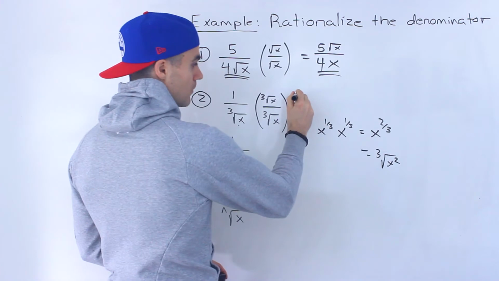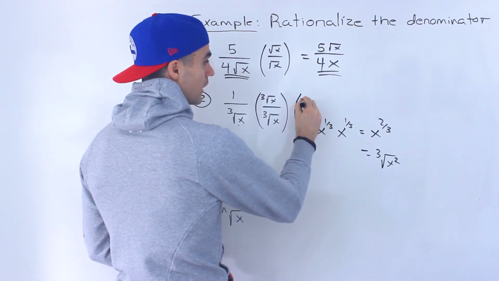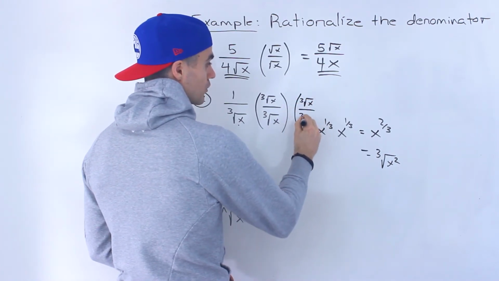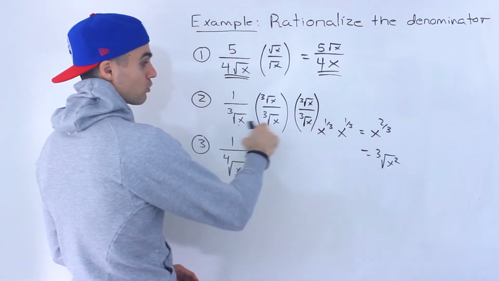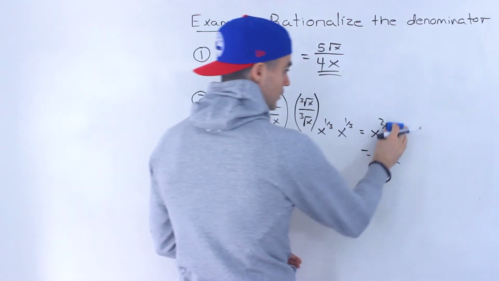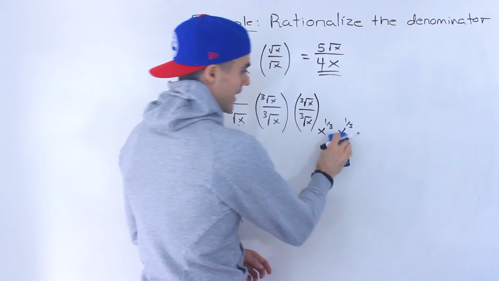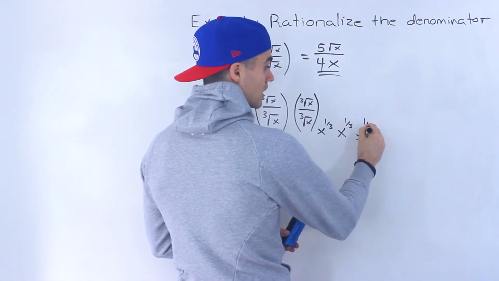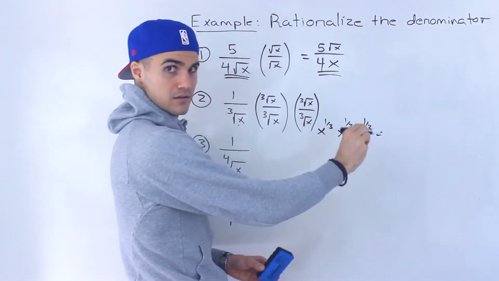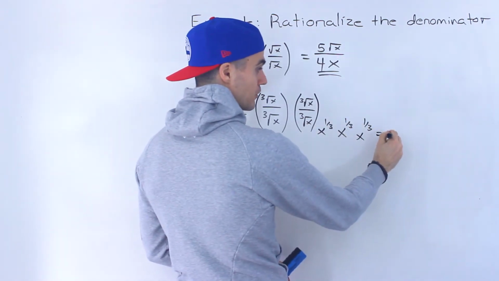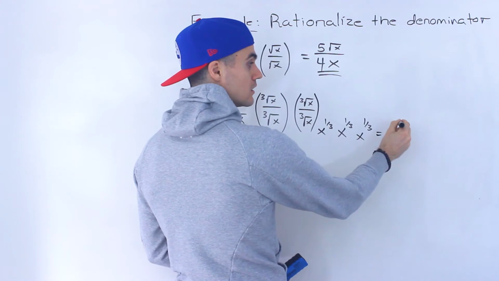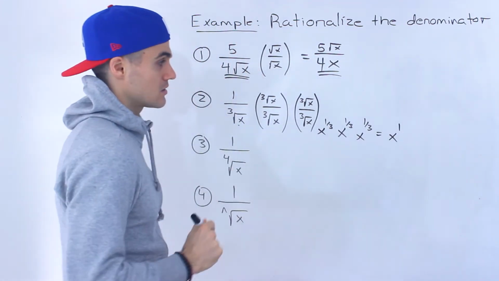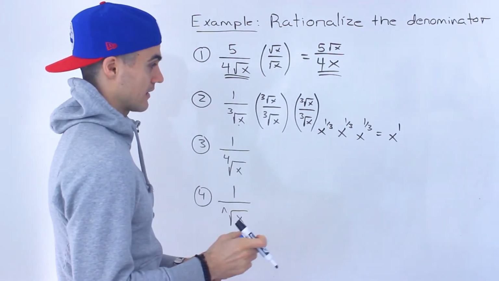We're actually going to have to multiply it again by the third root of x over the third root of x. We've got to multiply it 3 times, because then if we go back to here, we'll have x to the power 1 over 3 times x to the power 1 over 3 times x to the power of 1 over 3. And then when we add those exponents up, we would end up with x to the power of 3 over 3, which is just x to the power of 1, which is just x.